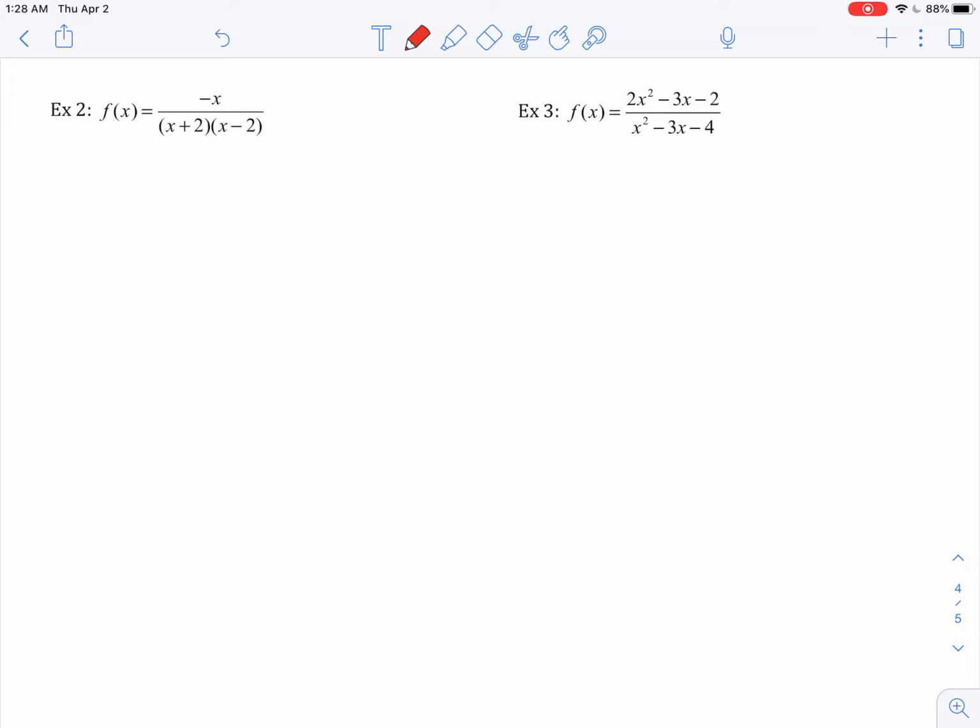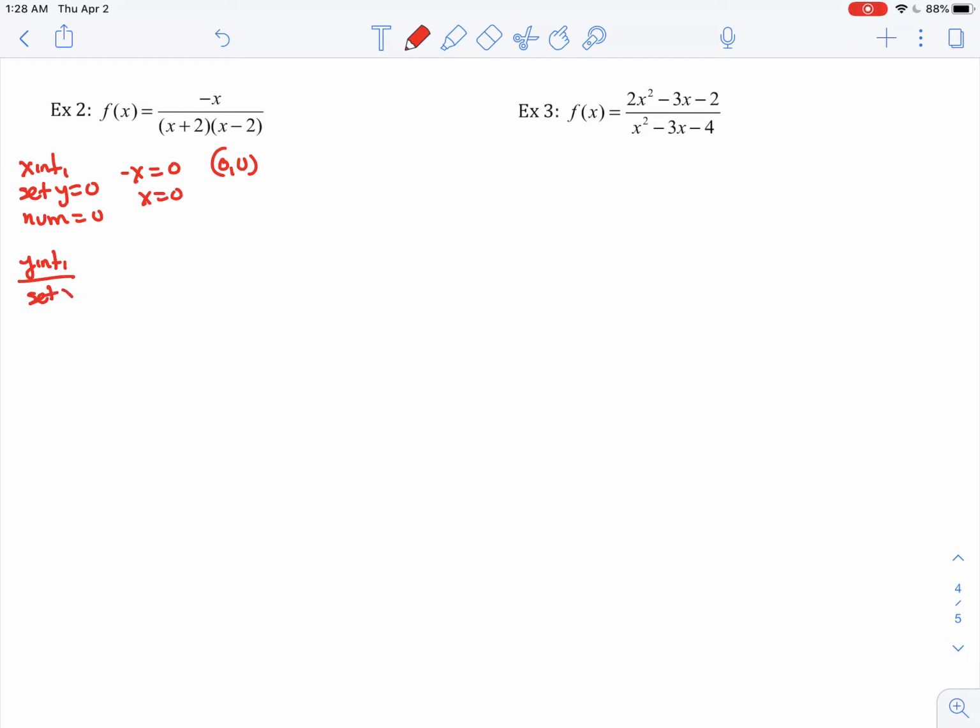If we look at example 2, it is rational. It's in that fraction form. First thing we want to do is look for any x-intercepts. And for x-intercepts, we always set y equal to 0, and our fraction equals 0 when our numerator is equal to 0, and a negative x equals 0 when x equals 0. So we have an x-intercept at (0, 0).